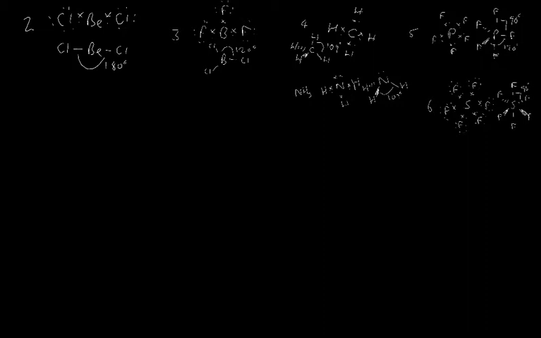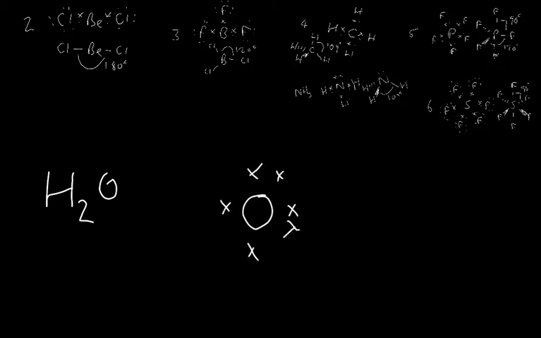Okay, what else can we have as a weird one? Water, very important molecule if you want to be alive. Okay, hopefully you do. So oxygen, 1, 2, 3, 4, 5, 6 electrons, 2 lone pairs we're going to have here.